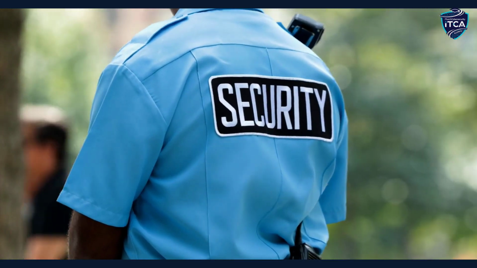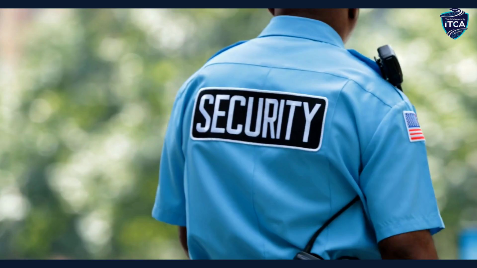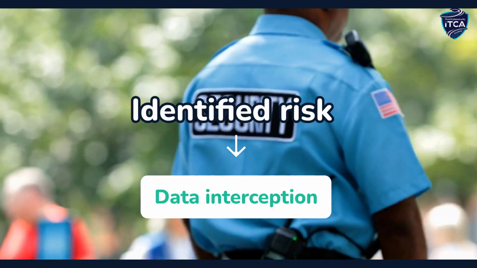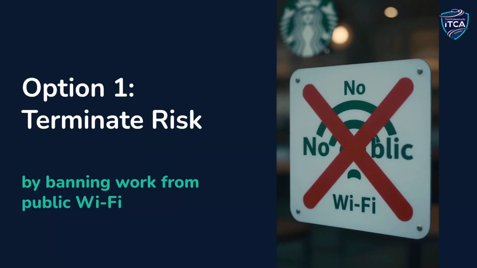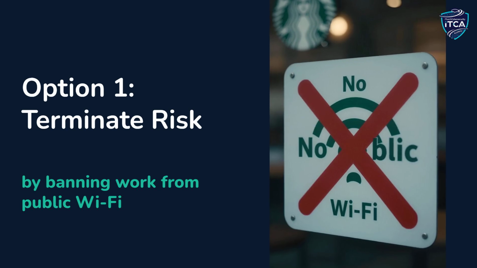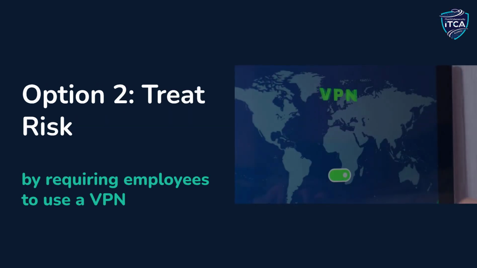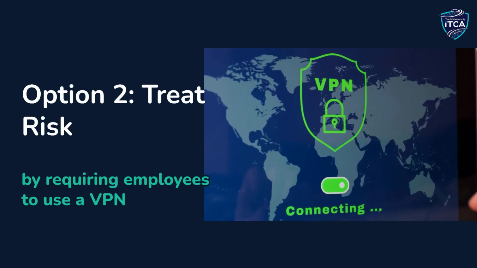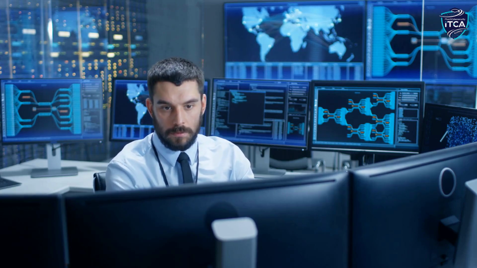Now let's apply this to a real-world scenario. You are the security officer for a small bank. The bank wants employees to work remotely from Starbucks using public Wi-Fi. The identified risk is data interception. One option is to terminate the risk by banning work from public Wi-Fi entirely. Another option is to treat the risk by requiring employees to use a VPN, which encrypts data and protects it from attackers. Both are valid treatments. Your job as a security professional is to recommend the most reasonable option.